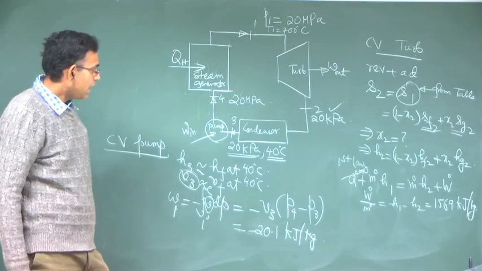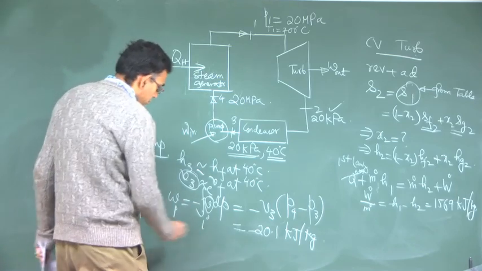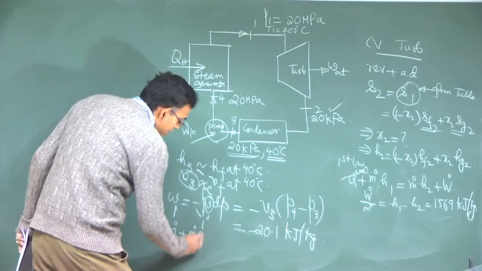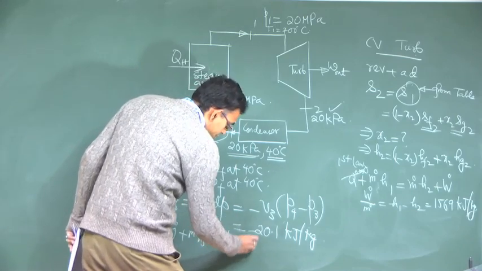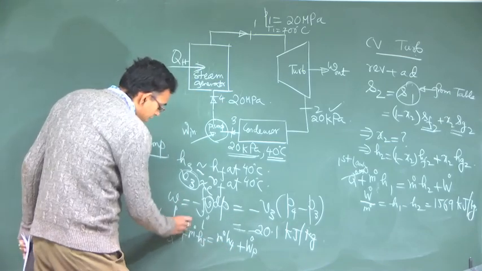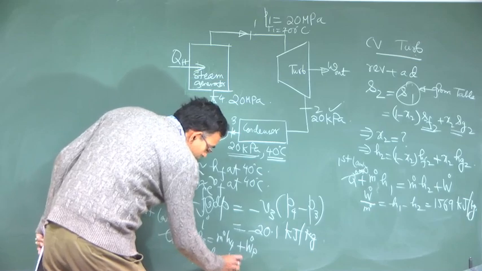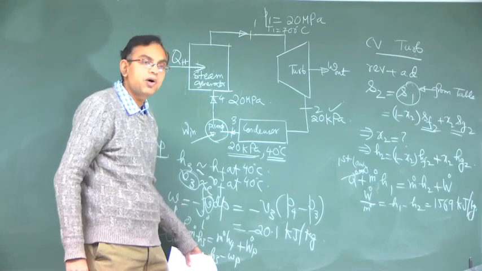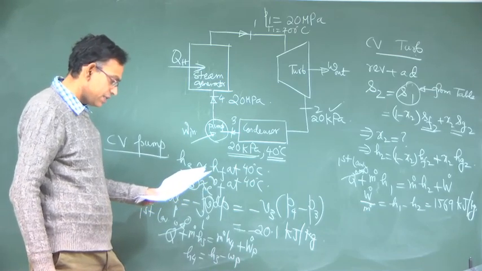Okay. And then if you apply first law for the pump, Q dot plus m dot H3 is equal to m dot H4 plus W dot pump. So, there is negligible heat transfer. So, H4 is equal to H3 minus WP, where WP is W dot P by m dot. Because WP is already negative, negative negative makes it positive. So, H4 is greater than H3. So, H4 will be 187.6 kilojoule per kg.